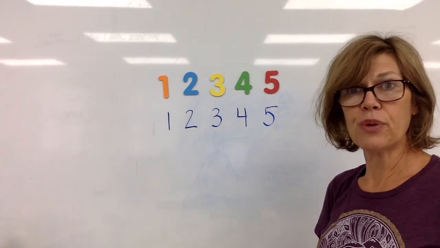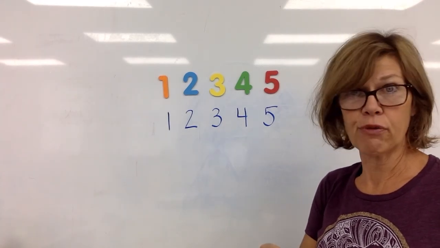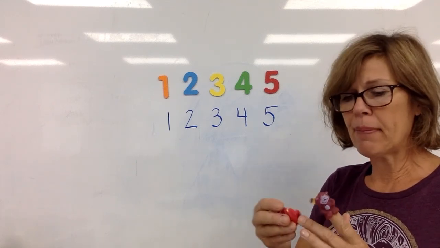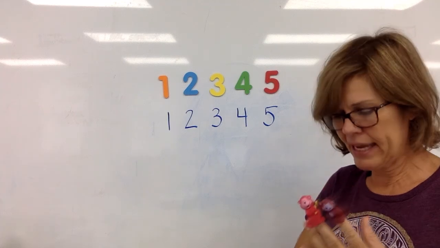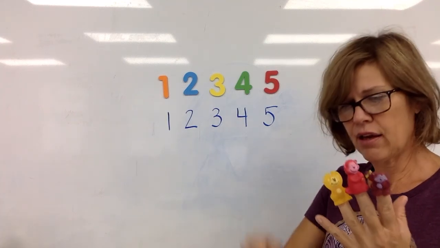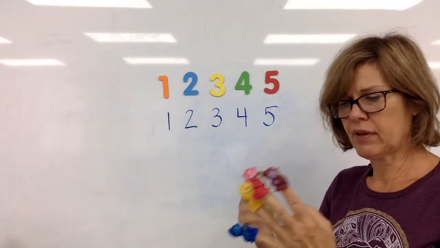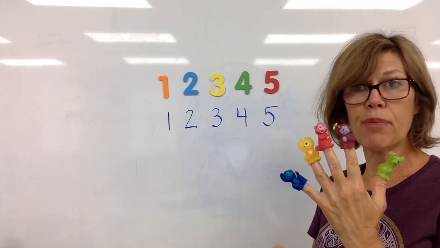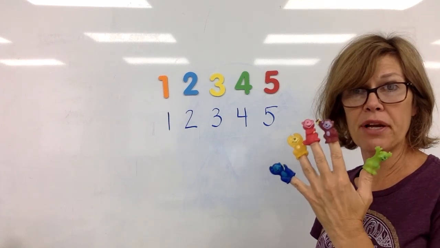Today, we're going to do a little song or poem. It depends on if we sing it or we say it. And I'm going to put little finger puppet monkeys on my hand. 1, 2, 3, 4, 5. Do you know the poem about 5 little monkeys jumping on the bed?